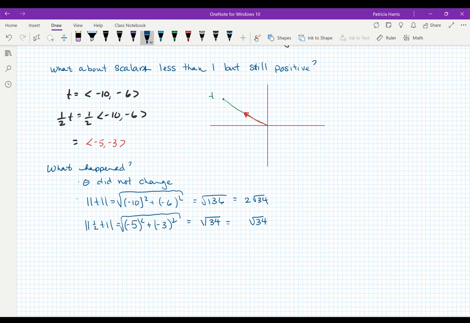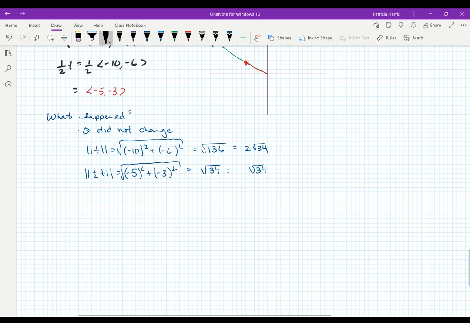So that demonstrates that if you multiply by a fraction, it shortens your vector. This is kind of similar to vertical stretch and vertical compress, like a parabola, right? Remember that? So I haven't changed the direction yet. I've multiplied by a number bigger than 1. I've multiplied by a number less than 1. I have not multiplied by a negative.